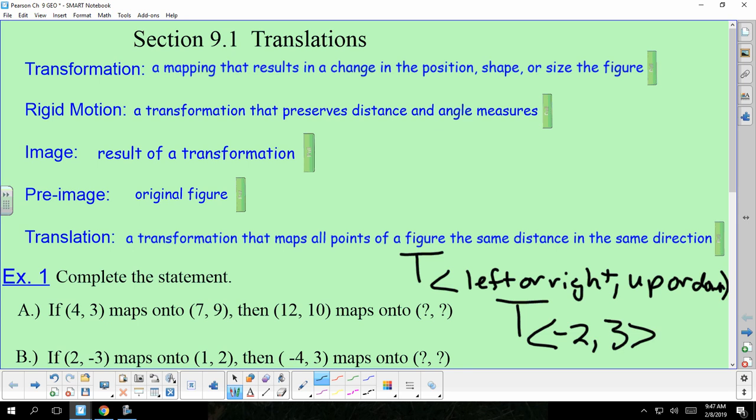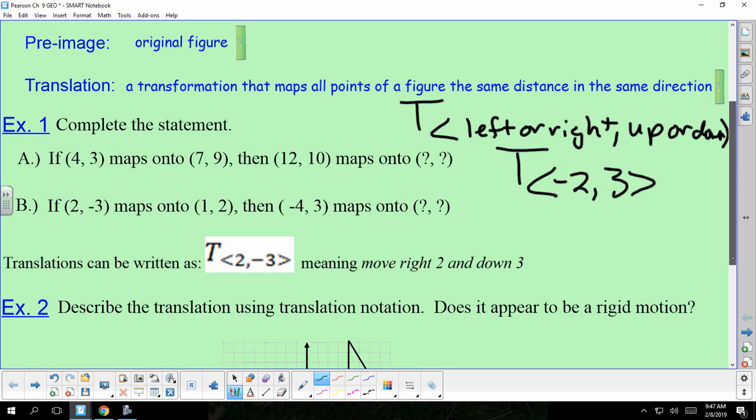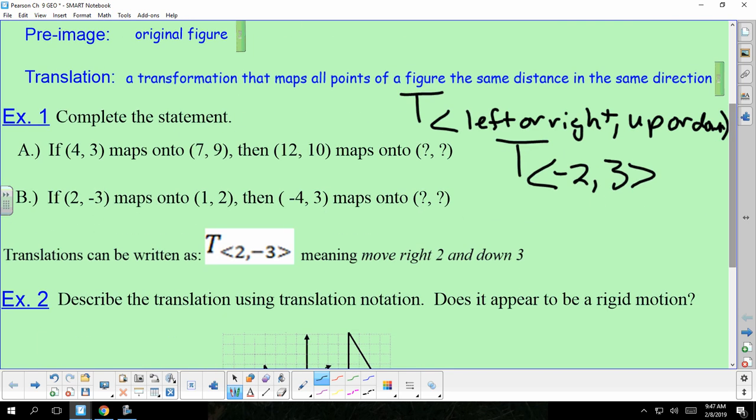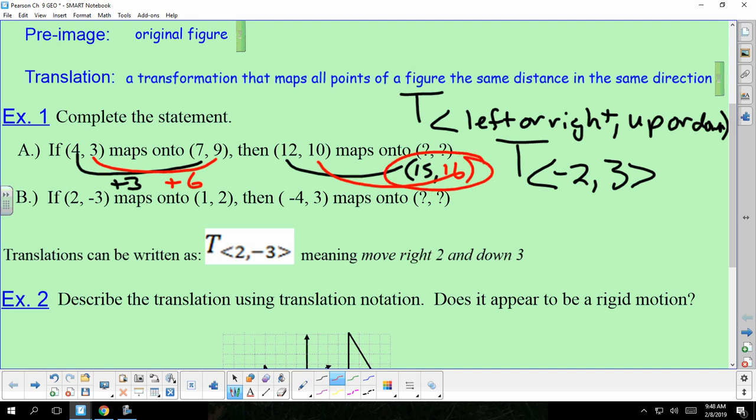If (4, 3) maps onto (7, 9), then (12, 10) maps onto what? So to get from 4 to 7, I have to add 3, right? So to get from 12 to 15, I would also add 3. So that would go to 15. And we're going to do the same thing with this one right over here. So this guy, from 3 to 9, add 6. And add 6 to 10, and we get 16. There's our point we end up. Take a second, try B on your own.